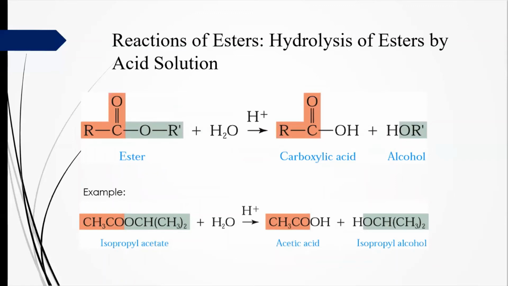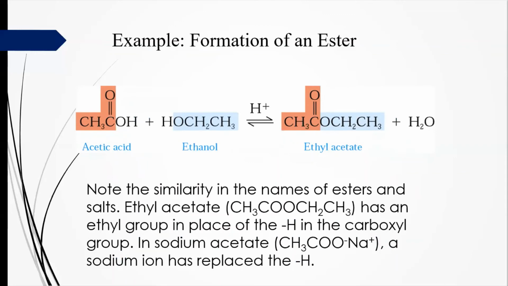So looking at this, this is an example of us building it from our isopropyl acetate. No, sorry, I've gone too far. This is us taking our acetic acid and our ethanol to make our ethyl acetate. And you can see the orange part that came from our carboxylic acid, and we can see the blue part that came from our alcohol.